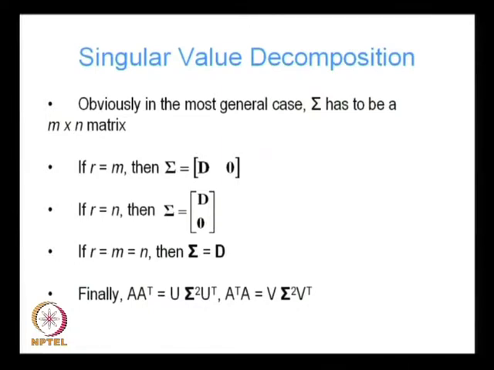However, if A has rank R which is equal to m which is equal to n, which means that A is an n by n square matrix and it has full rank, then sigma is just equal to D. That is, the matrix is no longer singular, and all its eigenvalues are positive real numbers. In that case, given the singular value decomposition of A, we can write A A transpose as U sigma square U transpose. Similarly, we can write A transpose A is equal to V sigma square V transpose.